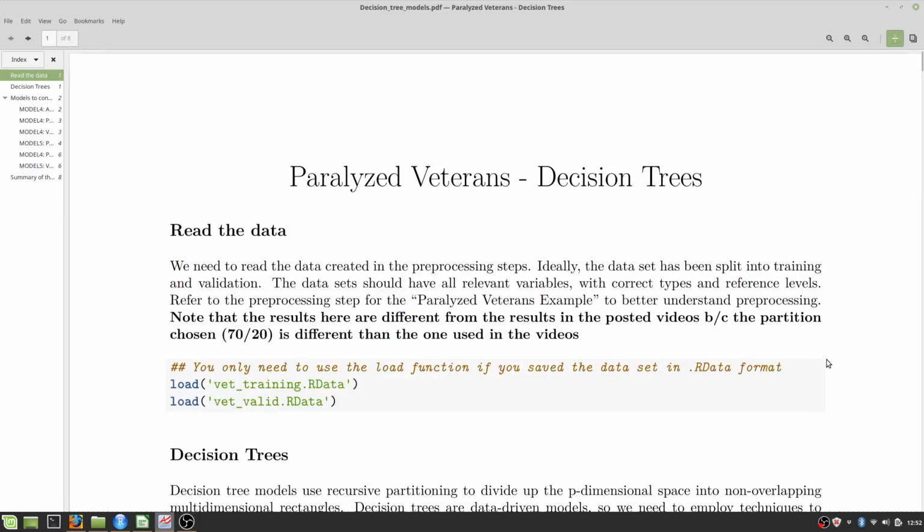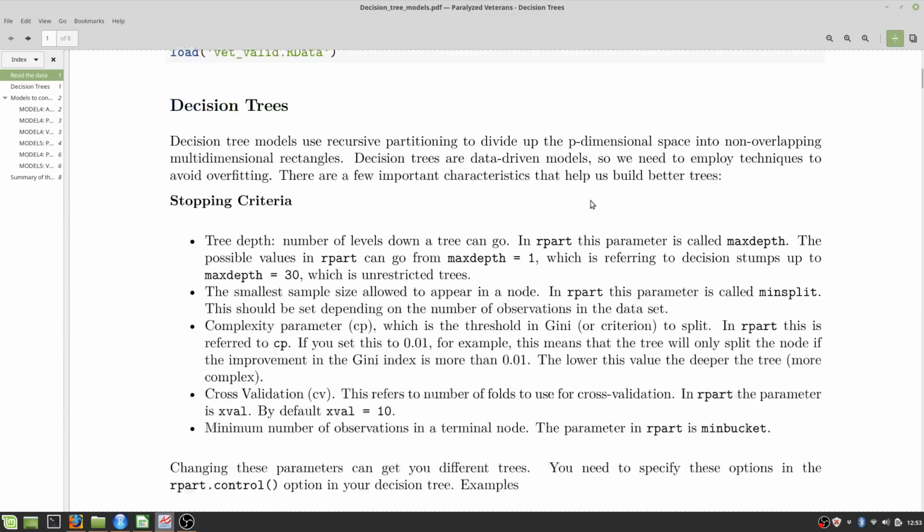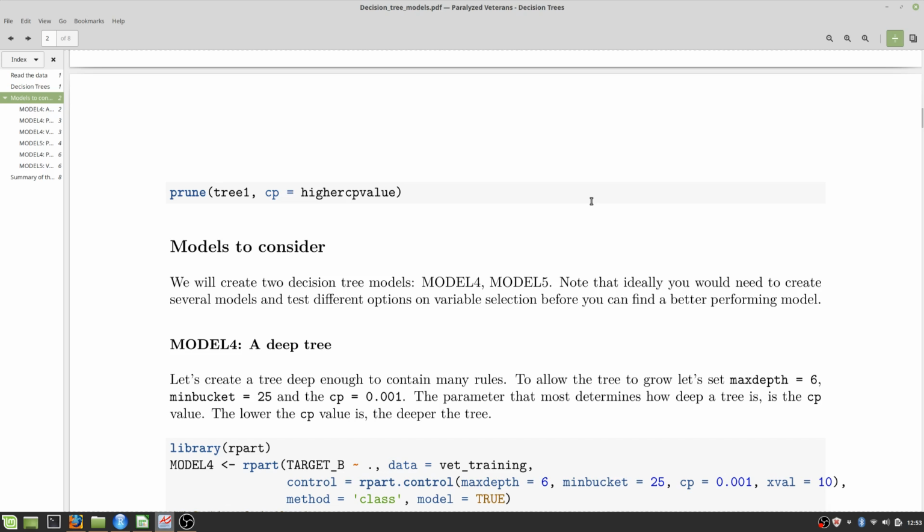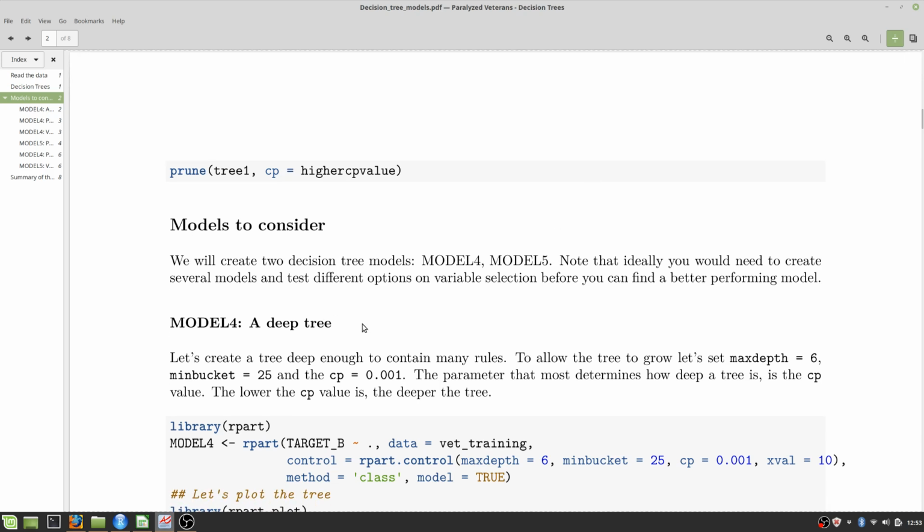Just to give you an idea of where we are in this example, we analyzed the paralyzed veterans using decision trees. In the last videos we considered two types of models: a deep tree, where we set the parameters to a max depth of 6, minimum bucket of 25, and a CP of 0.001. Remember that this is the parameter that allows us to get the deepest trees.